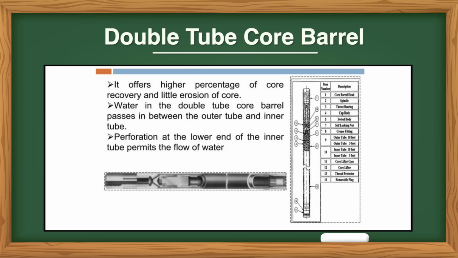Water in the double tube core barrel passes between the outer tube and inner tube. The opening at the lower end of the inner tube permits the flow of water. You can see in the figure the general arrangement of the double tube core barrel. You can see all the parts of the double tube core barrel.